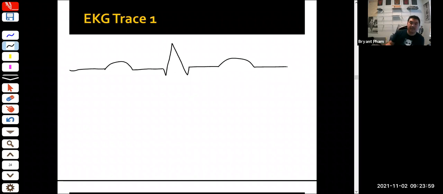All right, so step one, we're going to label our waves, okay? So you might remember from physiology, your QRS complex. The first wave is the P wave, and the last wave is the T wave. How on earth will you remember that? It's alphabetical. Don't overthink it. P, Q, R, S, T. Okay.